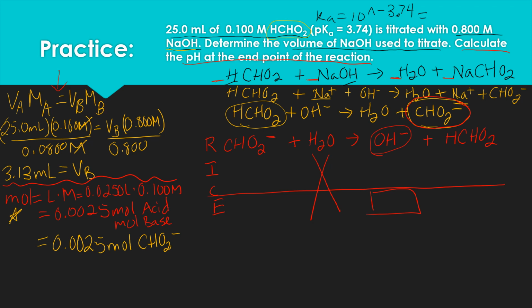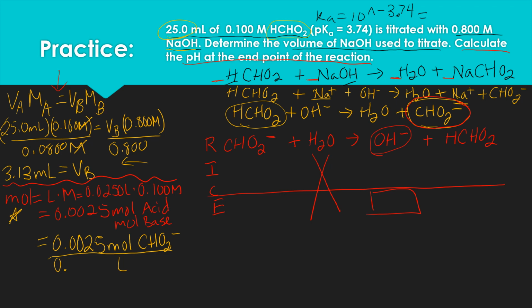But we need a molarity, right? We're plugging into a rice table, so we need a molarity. We got to divide it by the liters. But this is the liters of the whole solution, everything added together, a new total volume, because everything's mixed now. So we have 25 milliliters of our acid, and then we've got this volume we calculated up here, the 3.13. So 25 plus 3.13 is going to give us 28.13, but we got to change that into liters.